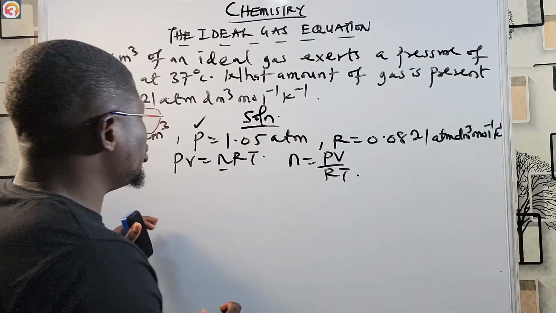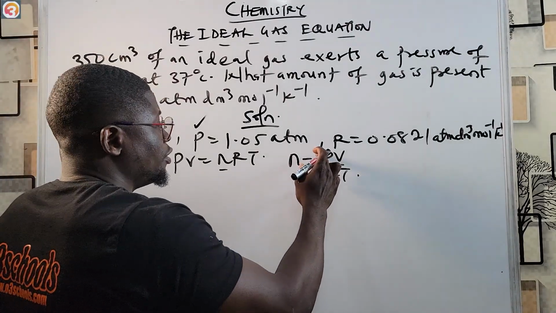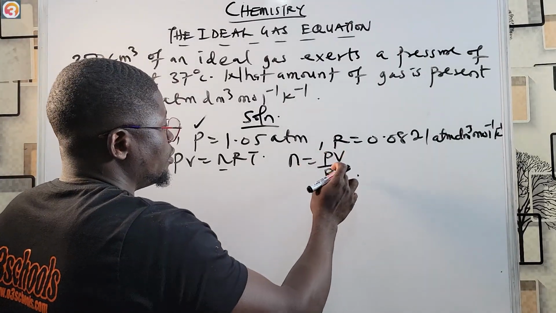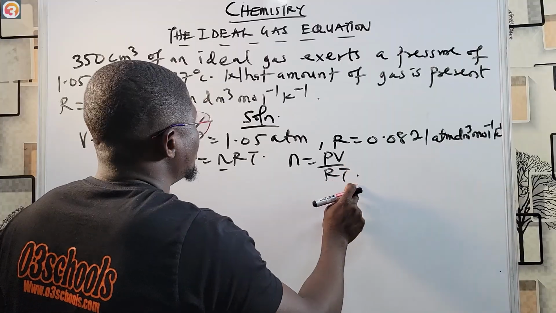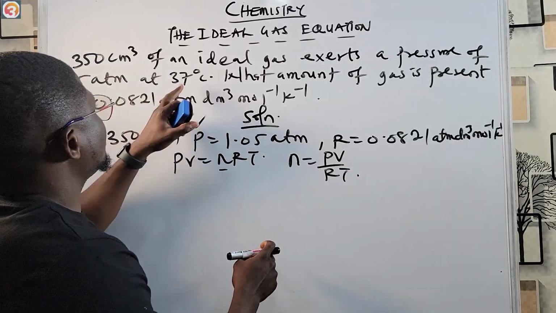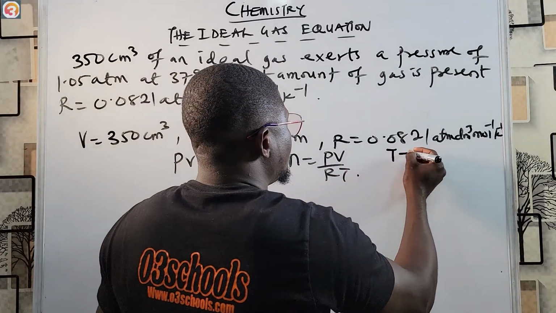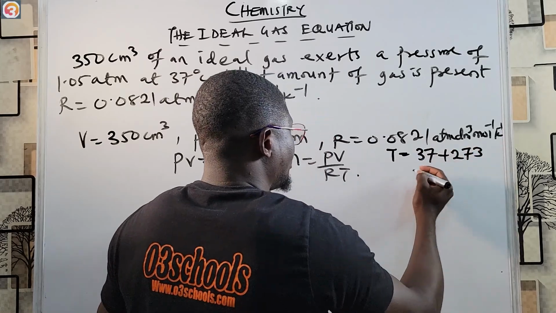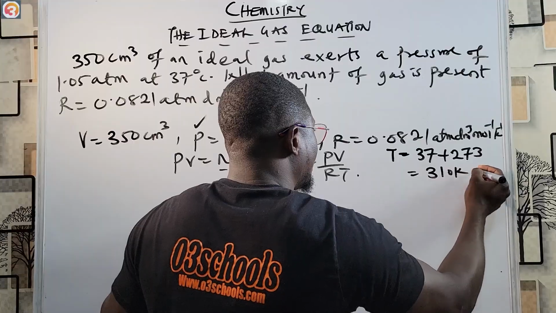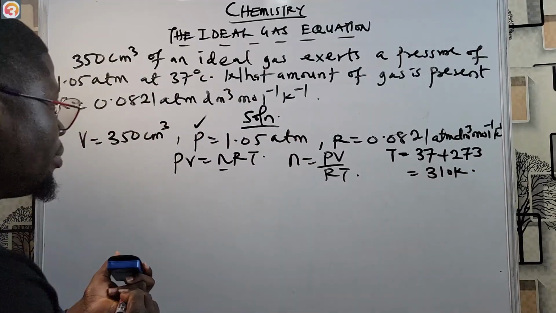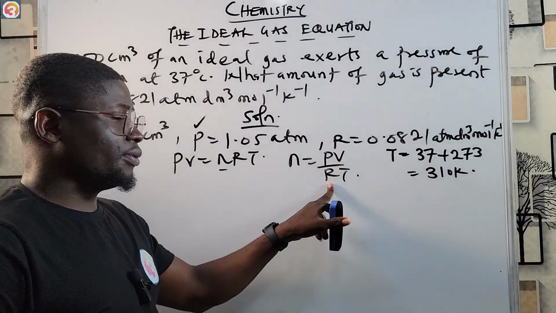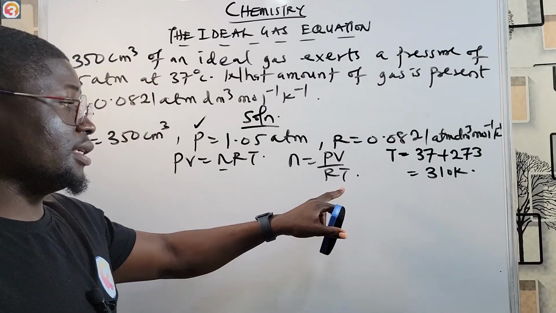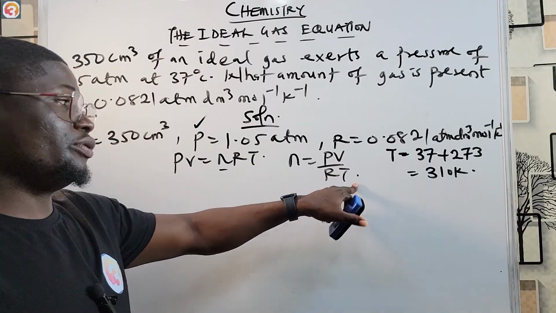So now we know P, we know V, we know R, and we need T. Temperature is 37 degrees Celsius, so T is 37 plus 273. You have to convert to Kelvin. This gives you 310 Kelvin. All right, so we know temperature, pressure, volume, and the molar gas constant, the ideal gas constant.